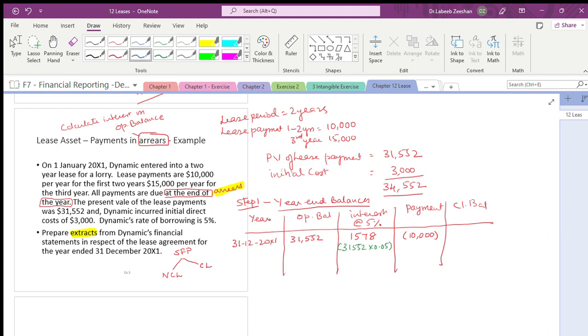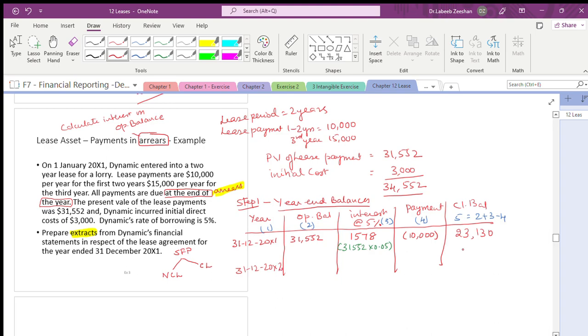This is column 1, this is column 2, column 3, column 4, column 5. Column 5 is 2 plus 3 minus 4. So 31,552 plus 1578 minus 10,000. How much are you getting? 23,130. Write it down, and cross check me, that's very important.